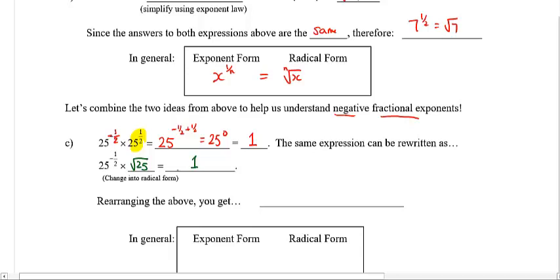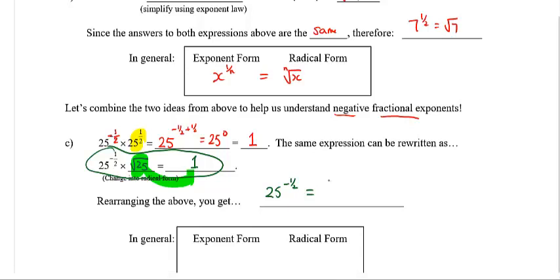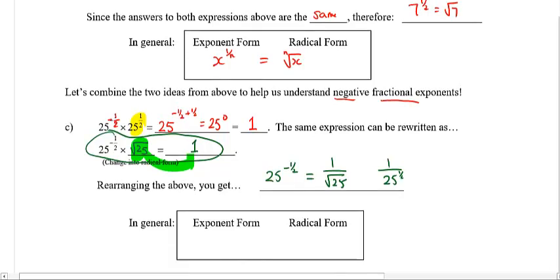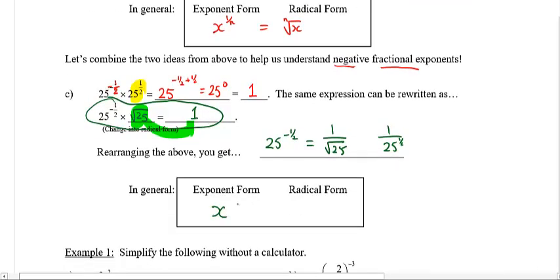And if I were to rearrange this expression here to just have the 25 to the power of negative 1/2 by itself on the left-hand side, I have to take that root 25 and move it to the right-hand side by dividing. So that's the same thing as 1 over the square root of 25. And once again, that's the same thing as 1 over 25 to the 1/2. So notice what we've said here. In general now, the exponential form, x to the power of negative m over n, what does that become? The nth root of x raised to the power of m, but this time in the denominator.